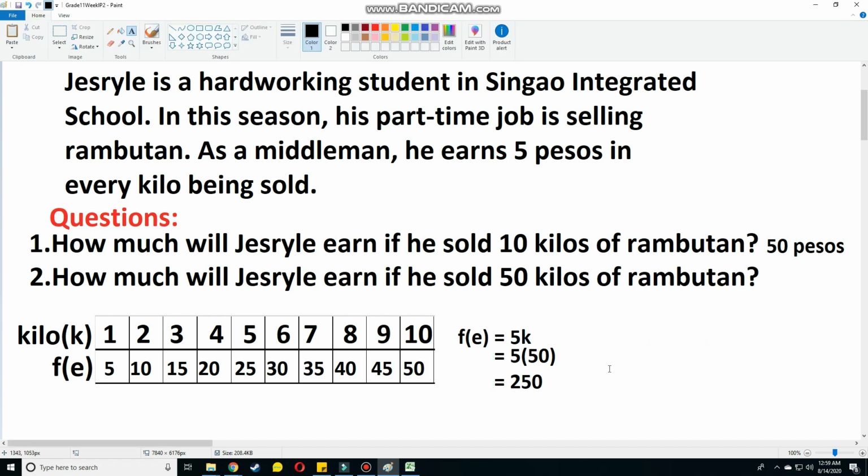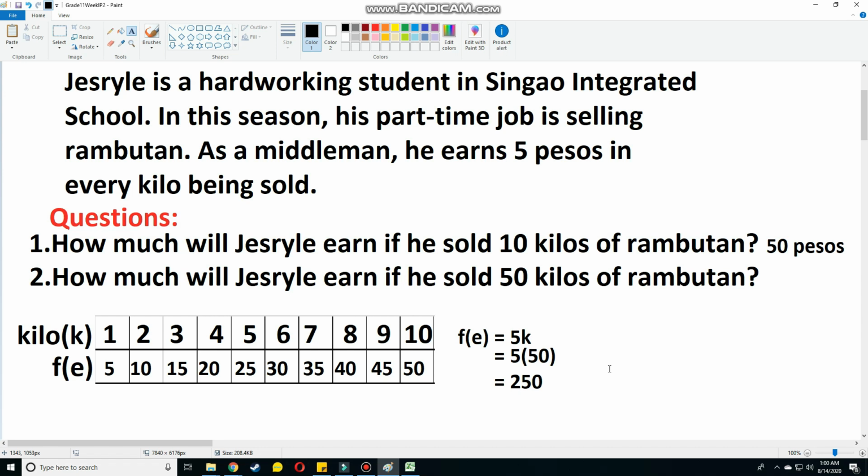So by using the function, we were able to solve how much Jisrael will earn if he sold 50 kilos. And definitely we could answer how much Jisrael will earn if he sold 100 kilos. For example, if he was able to sell 100 kilos, that would be 5 times 100, and he will earn 500 pesos. And in this season, I guess he could sell 100 kilos, because it is the season of fruits right now. And now, let's continue to our next example.